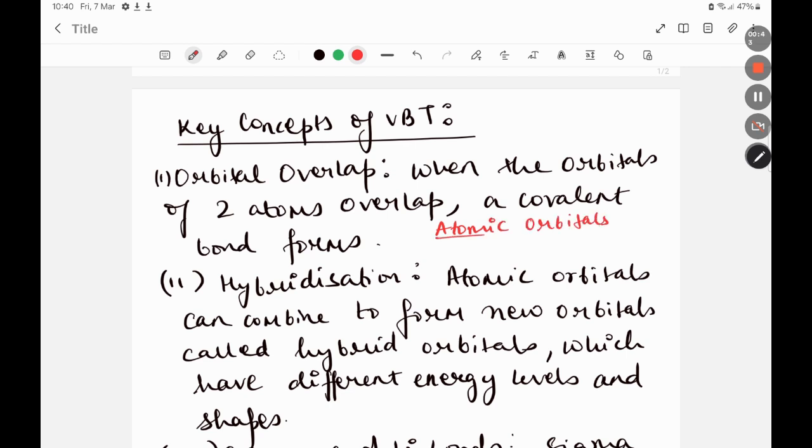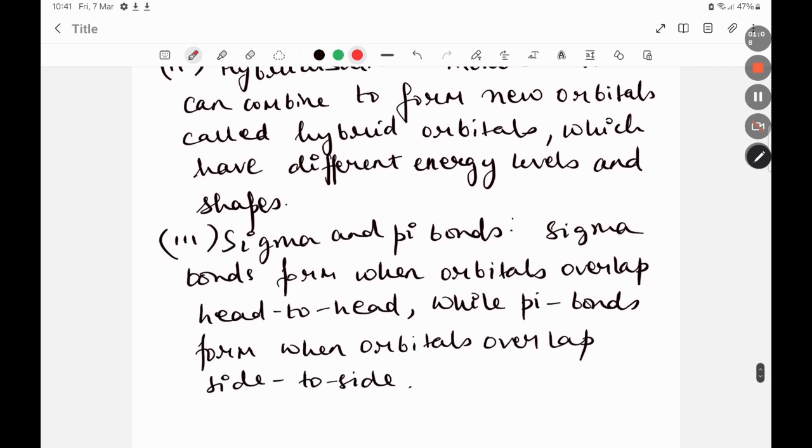So atomic orbitals are orbitals which are present in two atoms which are undergoing covalent bonding. So valence bond theory enabled us to visualize the formation of a covalent bond with the help of atomic orbitals. So when the orbitals or atomic orbitals of two atoms overlap, a covalent bond forms. So this is a very interesting concept.